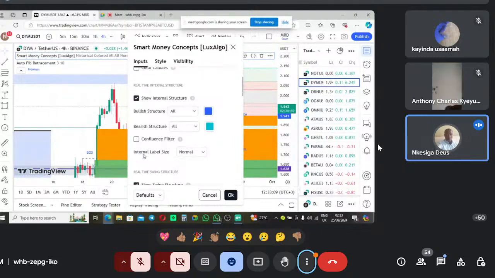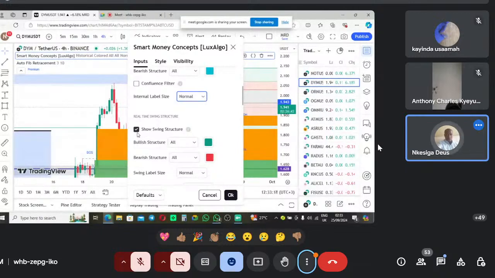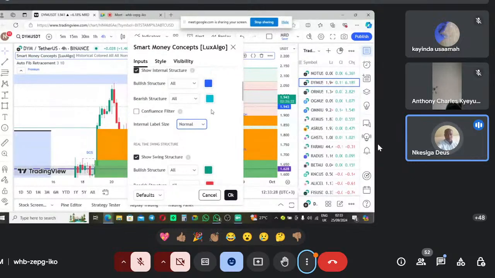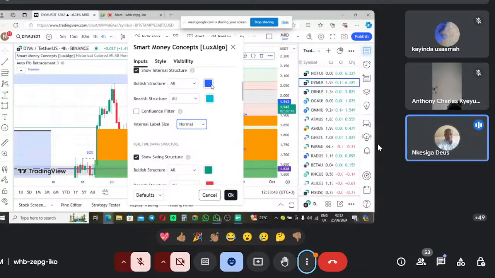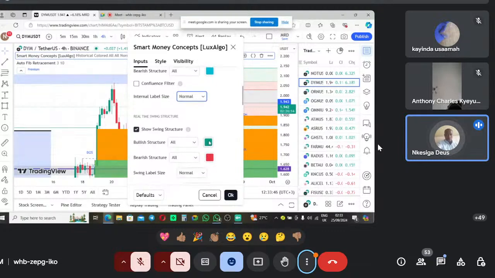So let's go down. Here on internal label size, you will find tiny. You put normal. Let's go down a bit. Show swing structure. On show swing structure, again we are looking at bullish structure. Let the colors not be the same. Here on bullish structure number 1, you can see I used the blue, but again here I used the green. You get the point. So just note the colors. That blue is representing bullish. Green is again representing bullish.